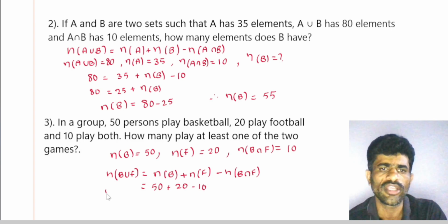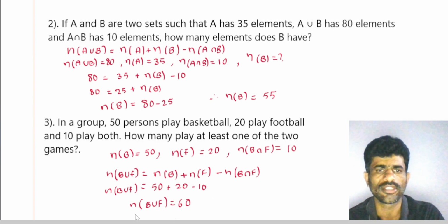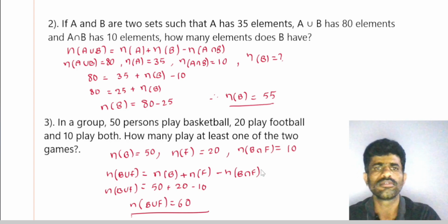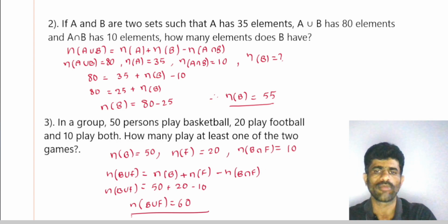You know what we have to find out here? B union F. So n of B union F is equal to 70 minus 10, 60. So 60 people play at least one of the two games. This is the solution of this problem. Hope you understood this also. And in the previous one, the solution is n of B is equal to 55. So like this, by using this formula we can find out cardinal number related problems.